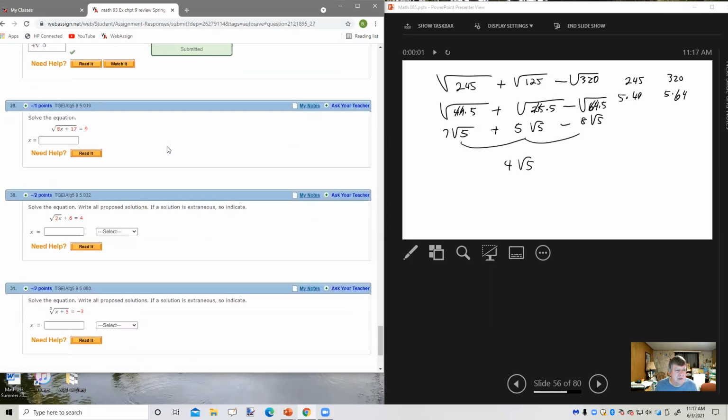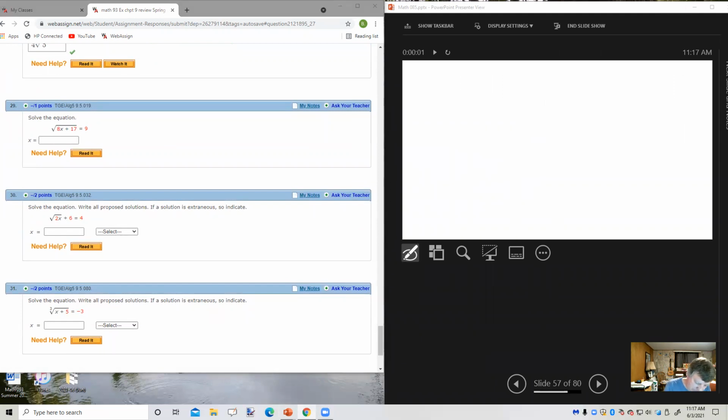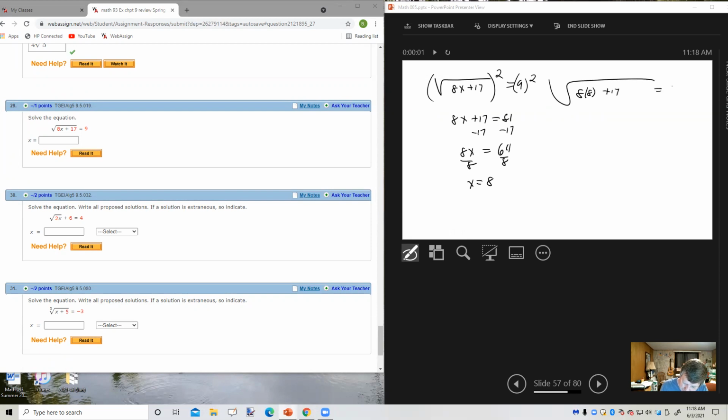All right. The next one says solve the equation. So let's take a look at that. We've got the square root of 8x plus 17 equals 9. When we're solving an equation with one radical, we want to isolate that radical first. Since it's a square root, we'll square both sides and we'll get 8x plus 17 equals 81. Subtract 17 from both sides, 8x equals 81 minus 17, which is 64. Divide both sides by 8. x equals 8. Let's see if that checks. And it checks. So x equals 8.